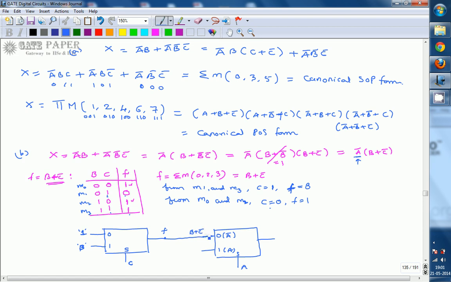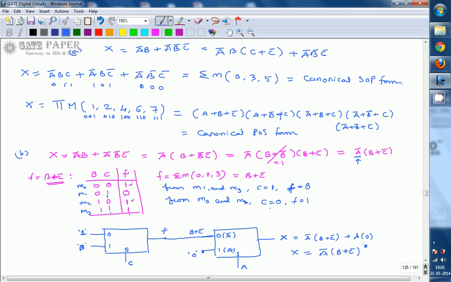Now it is connected as input for the 0th line. The 0th line is selected whenever a is equal to 0, which implies a bar. You must get only this expression and should not get the other expression. There is no expression in the output with a into something. So multiply this with logic 0. Now this is the final expression x. x is equal to a bar into b plus c bar plus a into 0. That implies x is equal to a bar into b plus c bar.